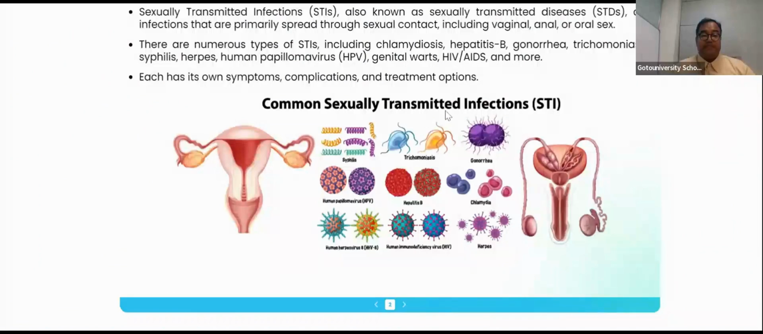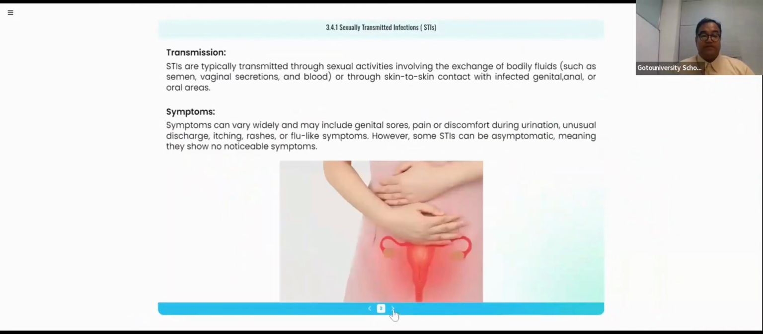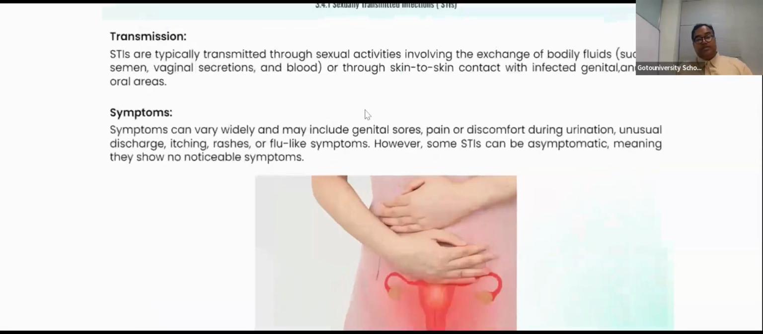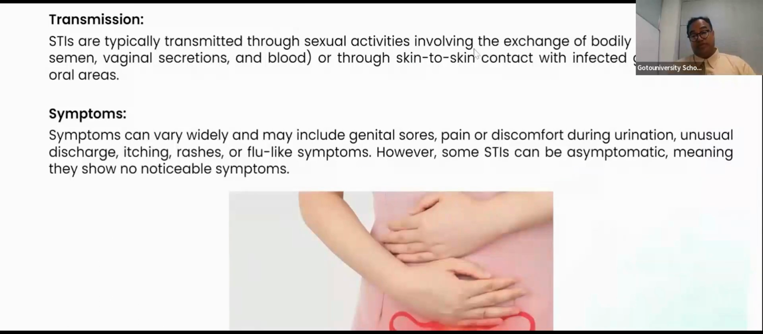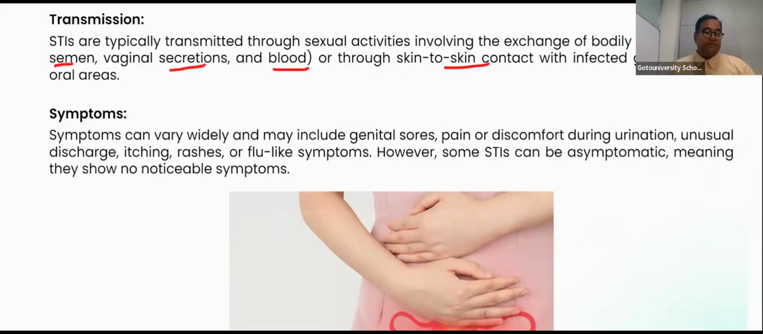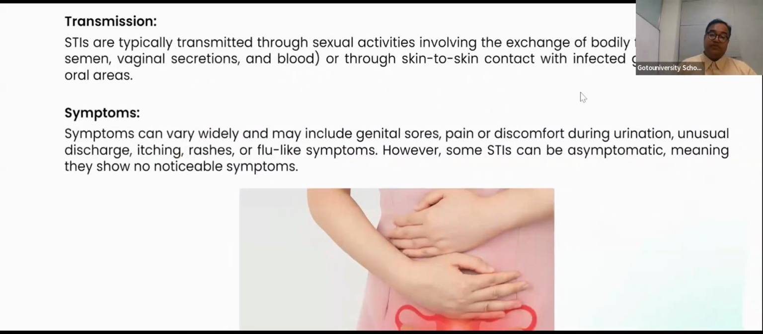Now we are coming to the next major segment, transmission. Sexually transmitted diseases spread through sexual activities involving exchange of body fluids such as semen, vaginal secretions, and blood, right? And skin to skin contact. All these are the places where the microorganism spreads very fast. The symptoms, of course, we know very well: unusual discharge of body fluids, itching sensation, rashes, flu-like symptoms. All these symptoms cause severe issues in the particular individual, right?